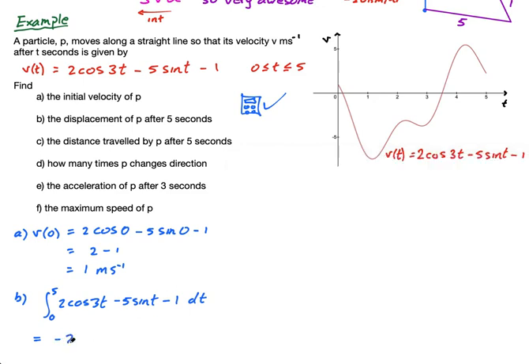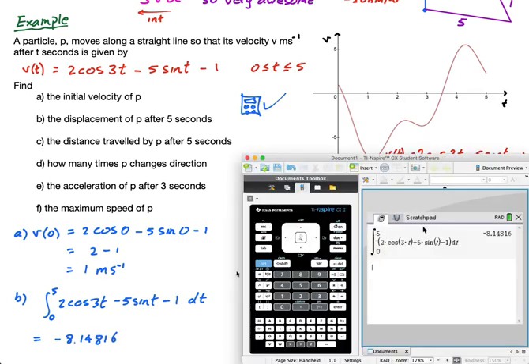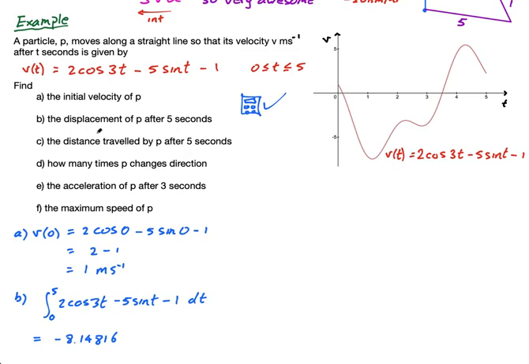8.14816. Negative 8.14816. Is that what I said? 8.14816, yes. So the displacement of P after 5 seconds is negative 8.14816 meters. So the negative is important, and look, the meters is important because that's where it is. And does it make sense that he'd actually be in a negative position?